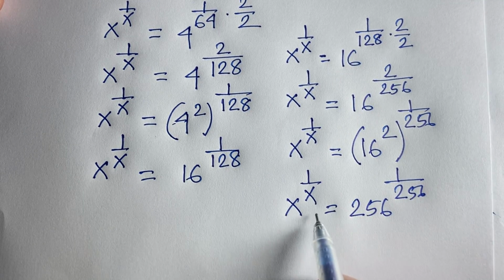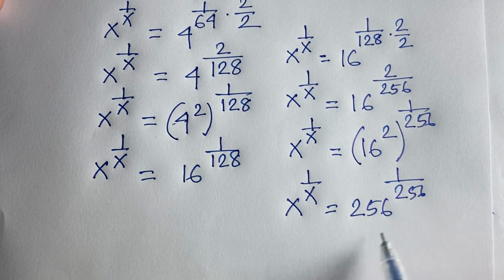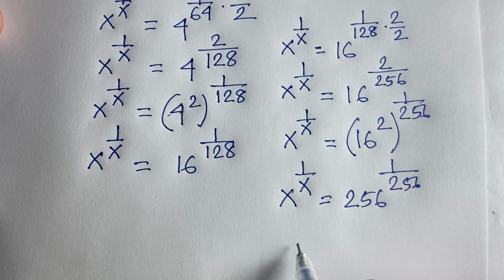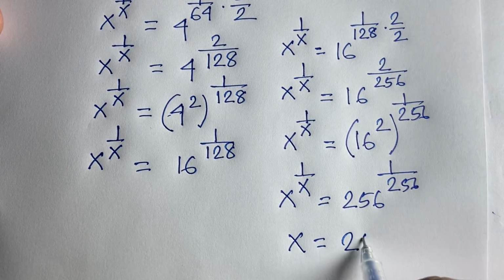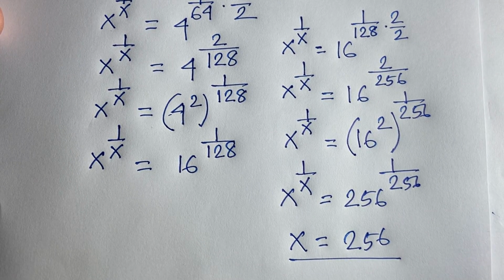So x to the power 1 over x and 256 whole to the power 1 over 256, I can say both are equal. So here is x is equal to 256. This is our final answer.